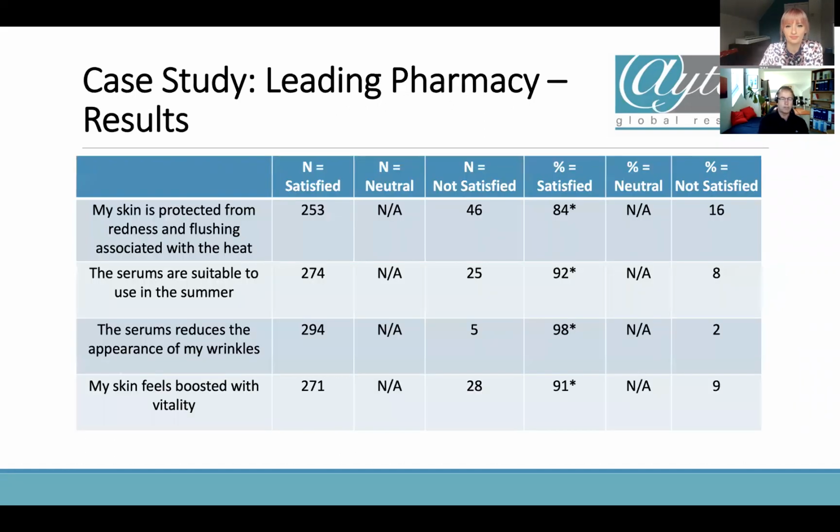If we go into the test results, so these were some of the claims that were tested across. This is a typical chart that is shown in the standard report that we produce. On the left-hand side, you've got the claims that were directly asked to consumers. The first one, my skin is protected from redness and flushing associated with the heat. And you see that overall, 253 people agreed to that statement and 46 didn't agree, which means that overall you've got 84% agreeing to the statement.